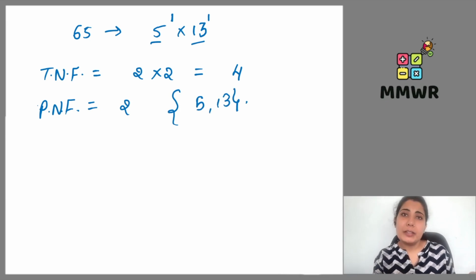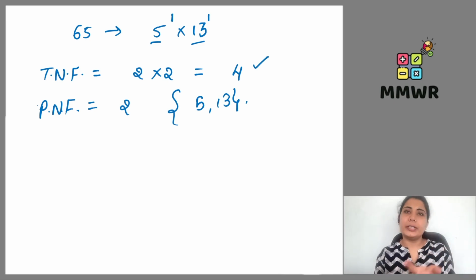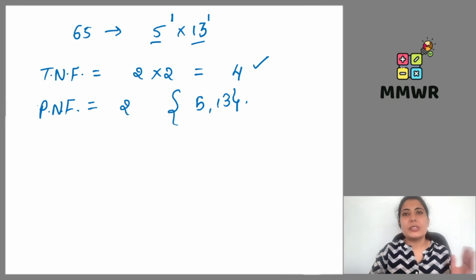So 65 के total कितने factors है? Total 4 factors are there: 1, 5, 13 and 65. 4 factors है. And out of those 4, 2 of them are the prime ones, which are 5 and 13. This way we can do it.